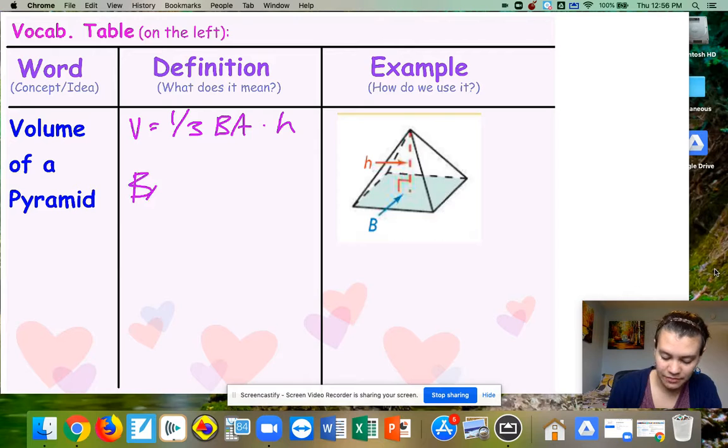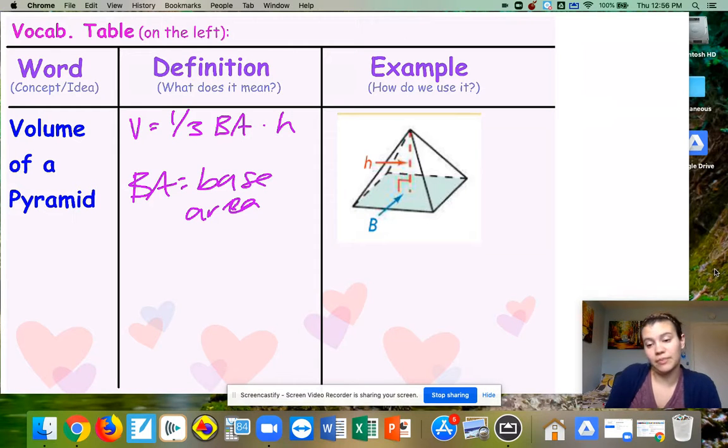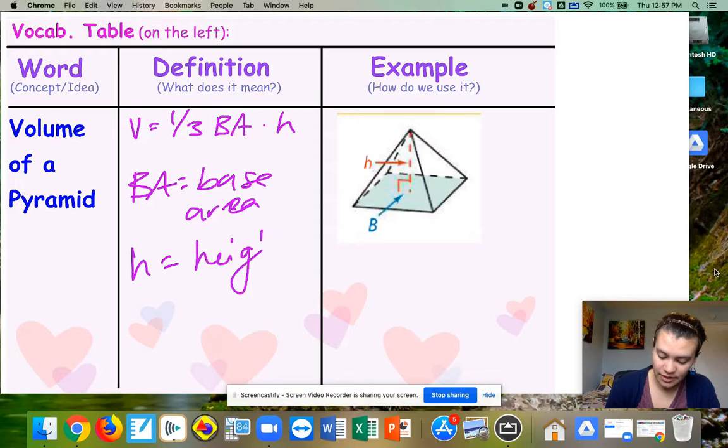So again, BA is your base area, and this changes depending on what your base is. If your base is a triangle, it needs to be 1/2 base times height. If it's a square, it needs to be base times height. If it's a regular polygon, it needs to be 1/2 n times s times a, etc. And then h is your height. And a reminder again, the height always has to be perpendicular to the base. So you have to have your nice right angle in there.